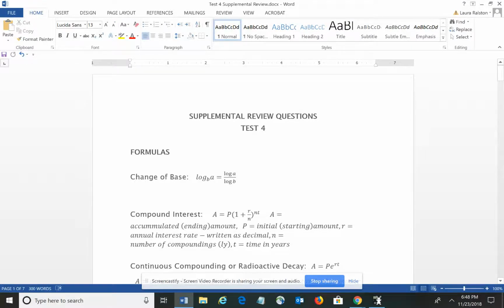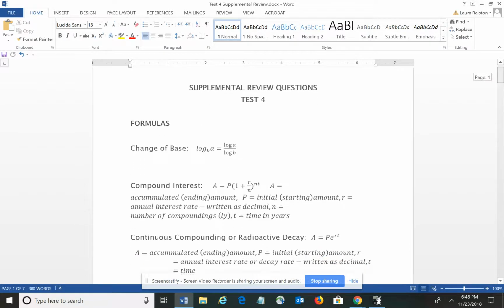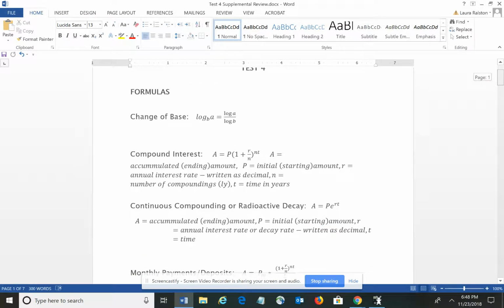In this video, we're going to look at some supplemental review questions for test number 4. Also, here at the beginning on this first page, I have provided a list of formulas that you may want to write down and have available as you're taking test number 4. One of those is the change of base formula for a logarithm.